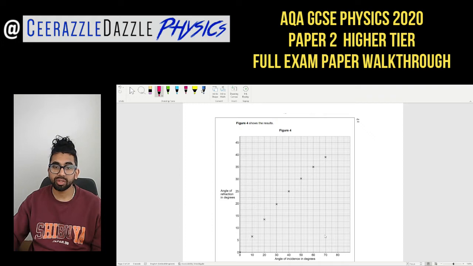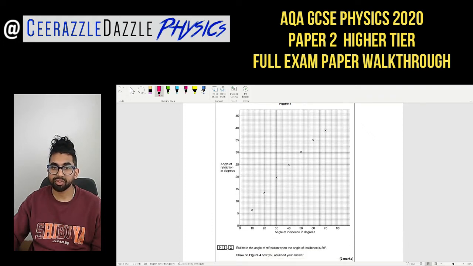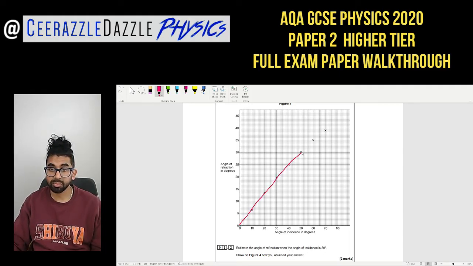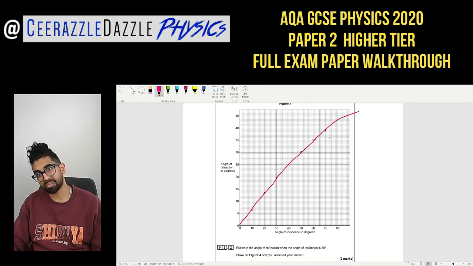Figure 4 shows the results, and here we've got a graph of angle of refraction in degrees and angle of incidence in degrees. Estimate the angle of refraction when the angle of incidence is 80. Okay, so you've got to draw a line of best fit. It goes up over here, and maybe it goes like that. That's what I'm probably drawing over here.